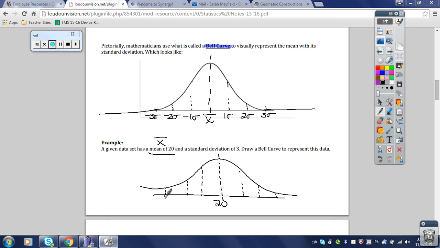Okay? So if I go 1 tick mark to the right, that's 1 standard deviation away. So since my standard deviation is 3, I'm going to take my mean and add 1 standard deviation to it, which is 20 plus 3, and make that 23. Now, I'm going to go to my next tick mark and add 3 more, because that's my standard deviation. 26. Add 3 more.